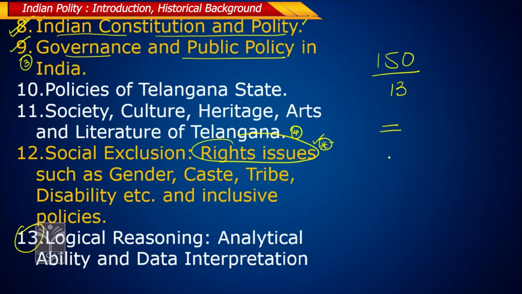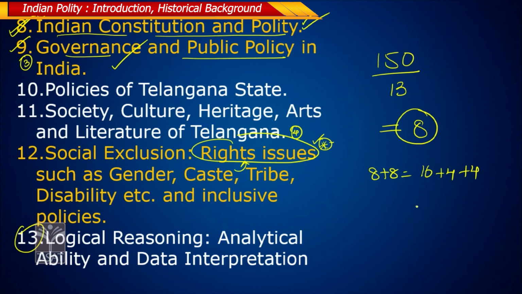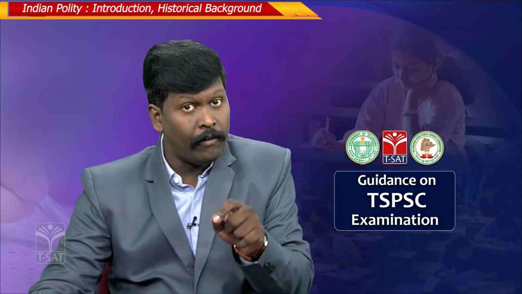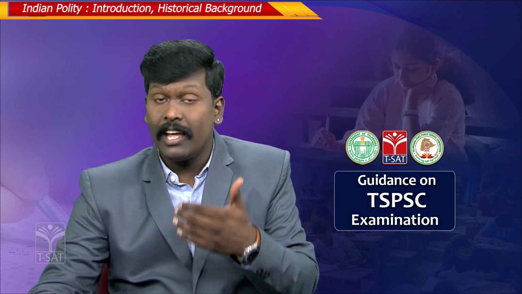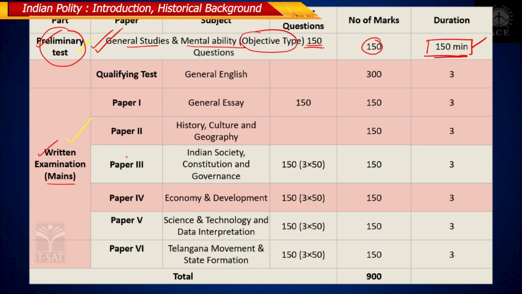We have 150 questions divided by a total of 13 topics, right? So minimum 8 questions per each topic. We have 8 here, and 8 here, so 8 plus 8, that is 16, and this is a subtopic, so I will take only 4 questions, and even current affairs is a subtopic, so I'll take 4 questions. So this class will be helpful for you to directly ensure you get almost 24 questions correct. That is almost 15% of our entire MCQs. So I am just telling you how important these classes are.